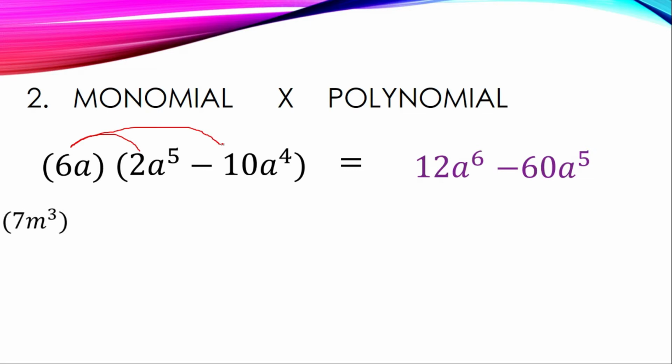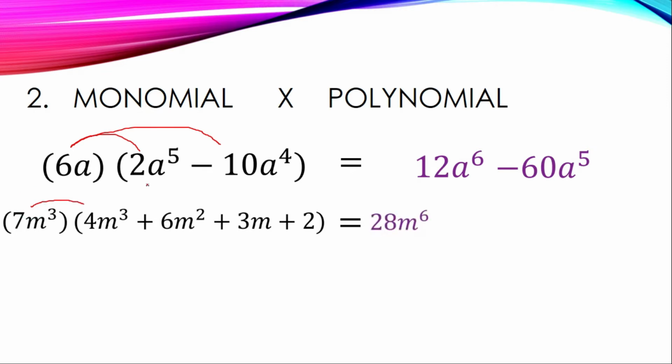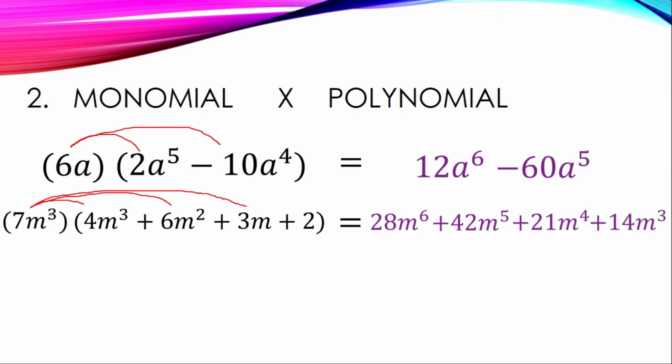Another example is when you have 7m cubed times 4m cubed plus 6m squared plus 3m plus 2. Of course, again, you do the distributive property of multiplication. First terms first, we have 28m raised to 6. Then, the first term and the second term, we have positive 42m raised to 5. Then the third term, we have 21m raised to 4. Then the last term, 14m cubed.